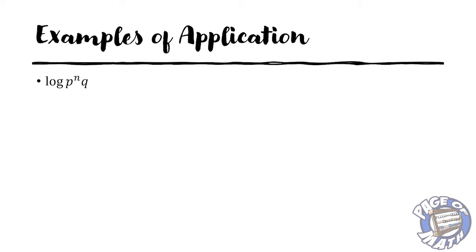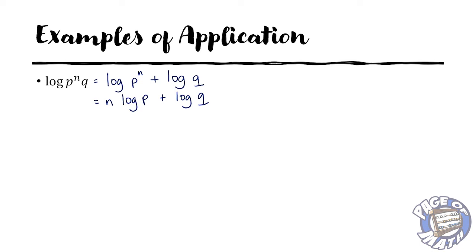So let's do that. We apply the first law, which is log of p to the n power plus log of q. Okay? And then log of p to the n power is the same as n log p, plus log q. We didn't do the power rule first because that power n is only applied to p.